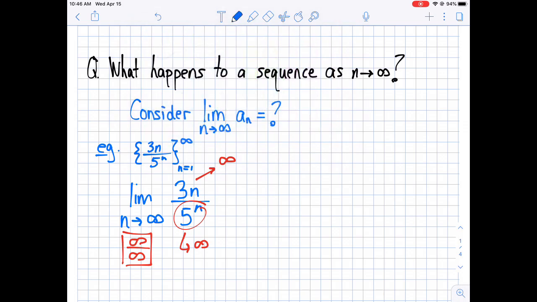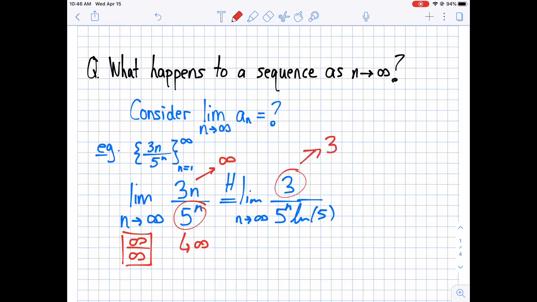So we have one nice option, which is to just use L'Hopital's rule, and we get the limit as n approaches infinity. We differentiate 3n, which leaves us with 3. We differentiate 5 to the n, which, you'll remember, has derivative 5 to the n multiplied by ln of 5. So this is what we end up with for our limit.